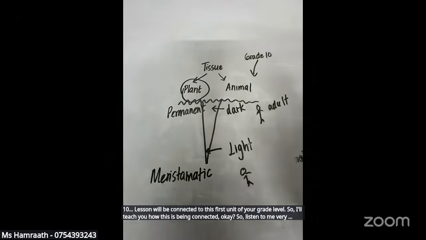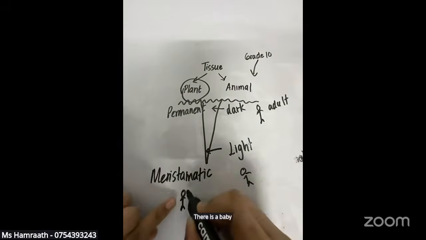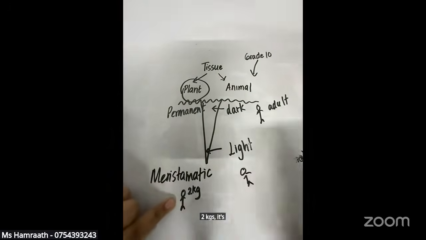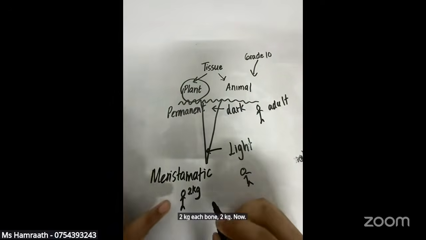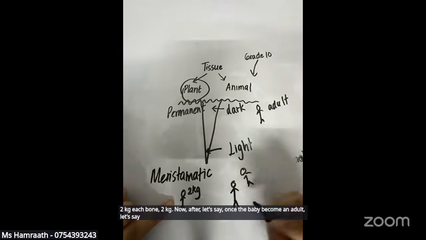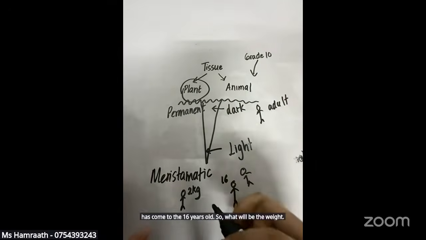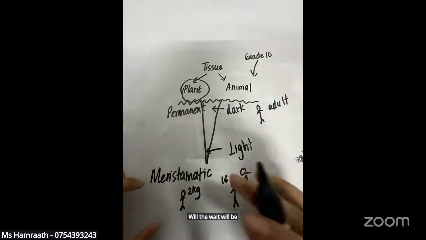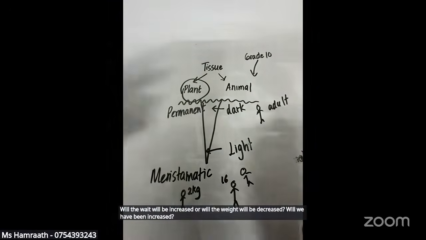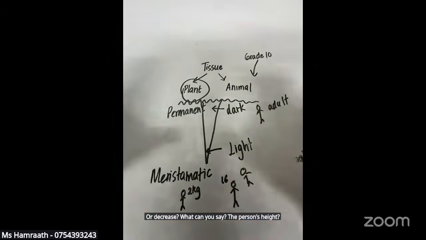Now I'm asking you a question. Let's say there is a baby born at 2 kg. Once the baby becomes an adult, let's say he or she has come to 16 years old, what will the weight be? Will the weight have increased or decreased? The person's height, weight, everything has increased.